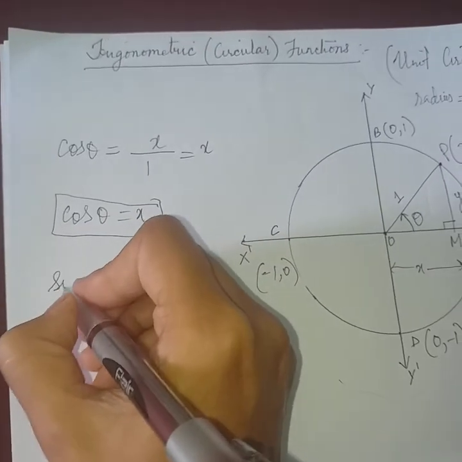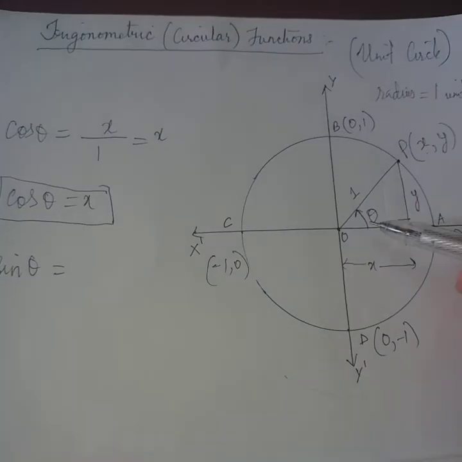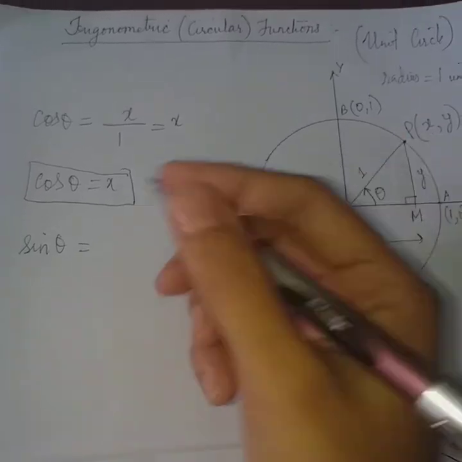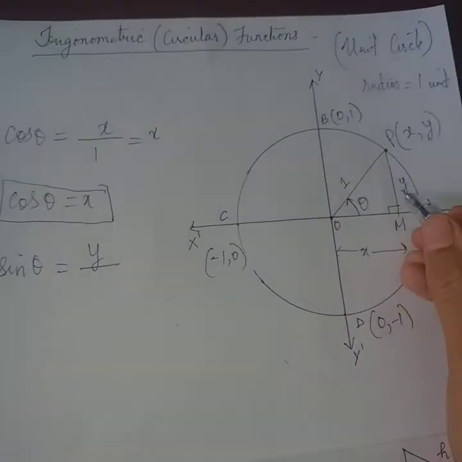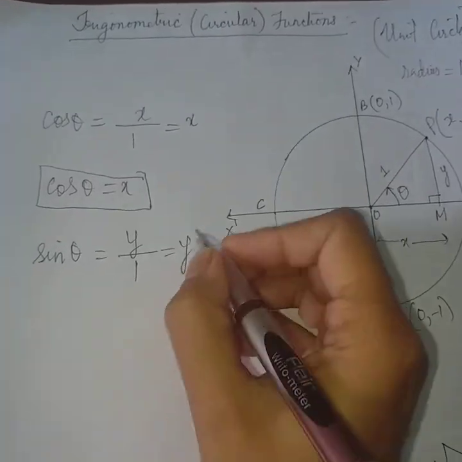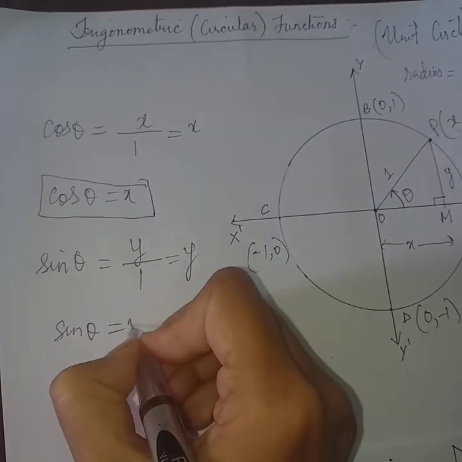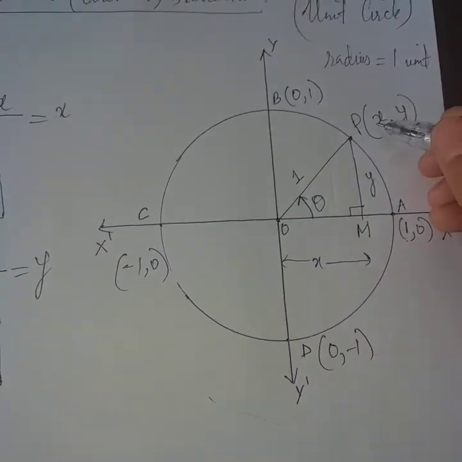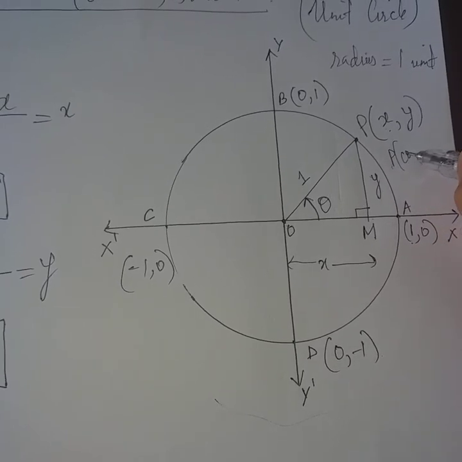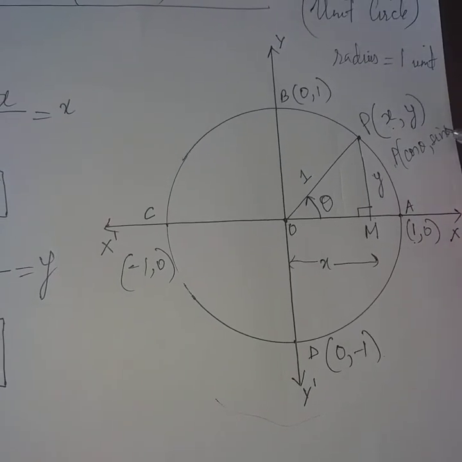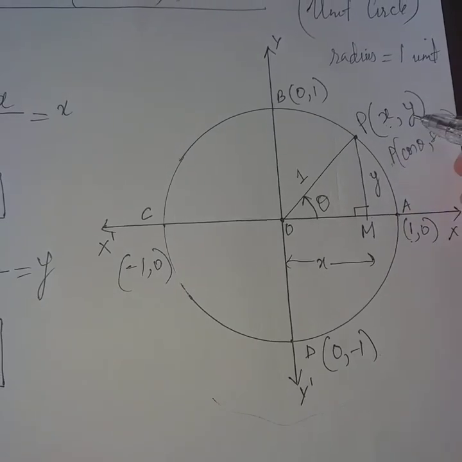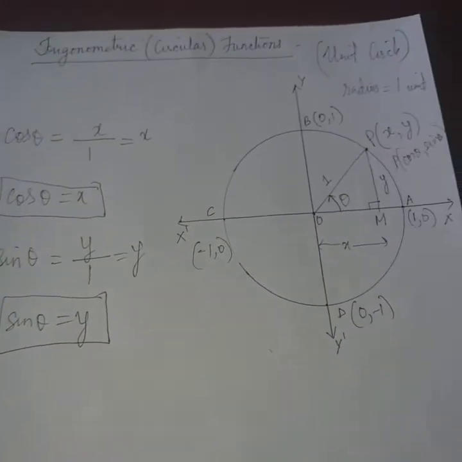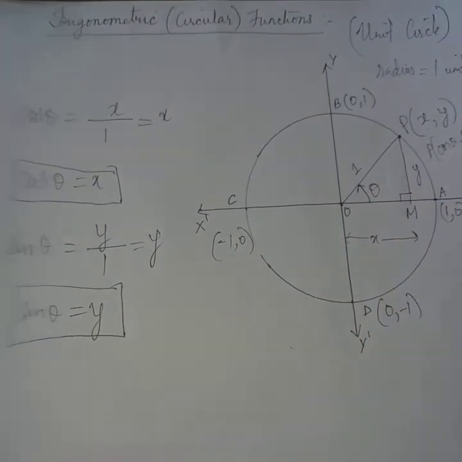Now sin theta, in this triangle again, is perpendicular by hypotenuse. The perpendicular here is y, and the hypotenuse is 1 again. So the value of sin theta is y, or y is equal to sin theta. So we got that the coordinates of P are cos theta and sin theta, because x is cos theta and y is sin theta. In this way we can have other trigonometric ratios as well from here.